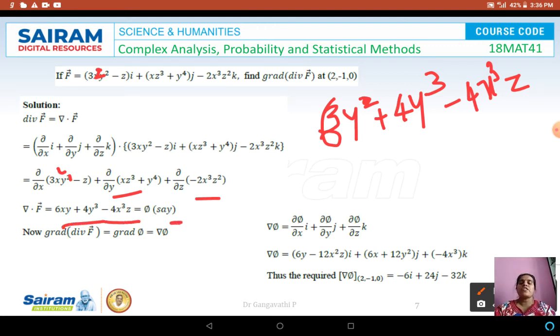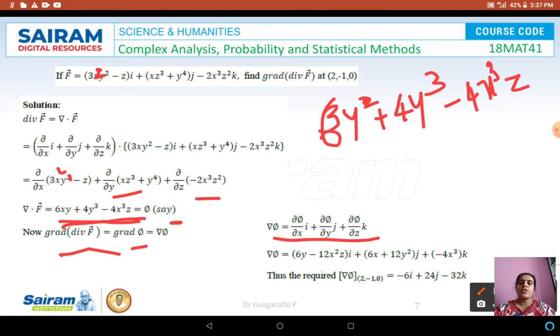Call this a function phi. It is a scalar function as there are no i, j, k. So now we have got a scalar function on which the gradient can be operated. So grad of divergence of f is grad of phi, where phi is nothing but what we have obtained. So grad phi by the definition we know is ∂φ/∂x i plus ∂φ/∂y j plus ∂φ/∂z k cap.